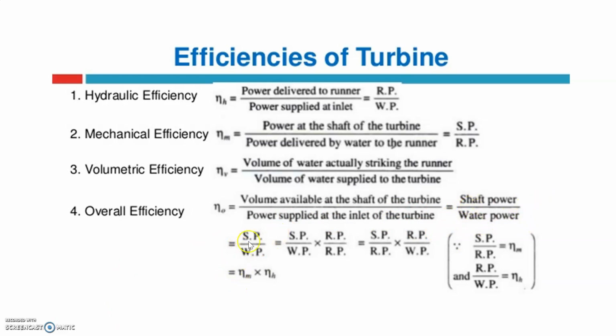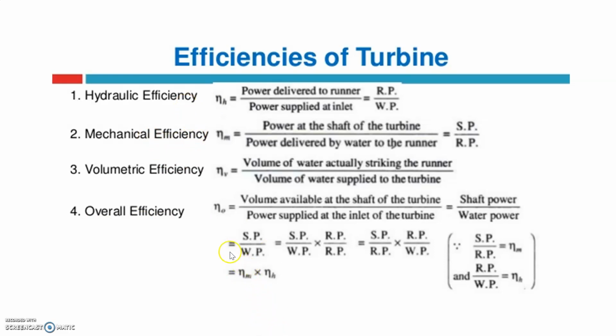So here we are going to rearrange it as shaft power divided by water power. We can also rewrite it as SP by WP into RP by RP. There is no harm. You're just doing a little bit of jugglery. Then you're going to again rewrite it as SP by RP into RP by WP. You know that SP by RP is nothing but mechanical efficiency eta m, and RP by WP is nothing but eta h, which is the hydraulic efficiency. Or we can say that the overall efficiency will be equal to mechanical efficiency into hydraulic efficiency.